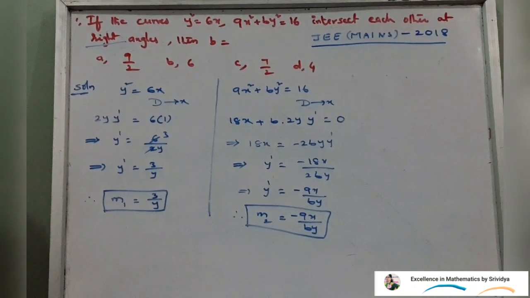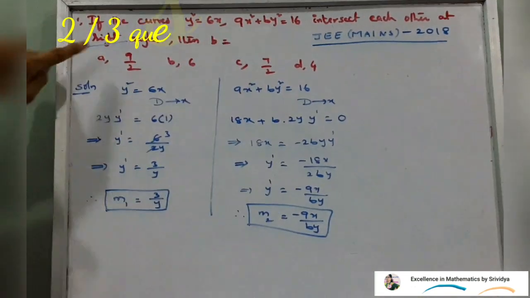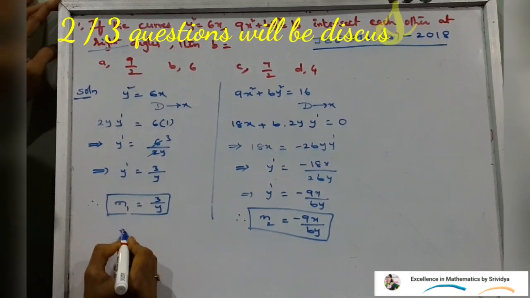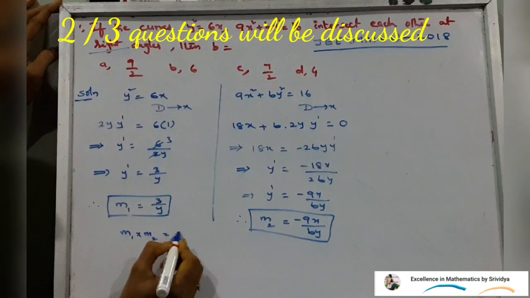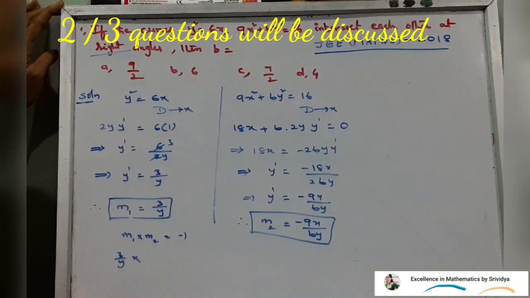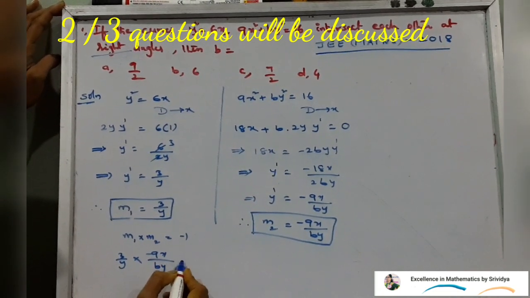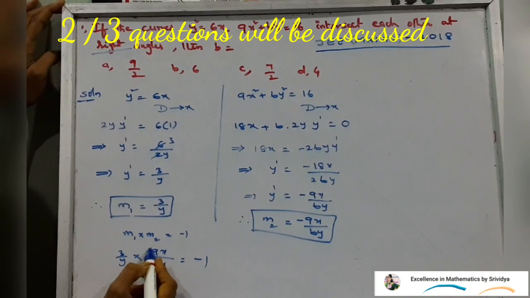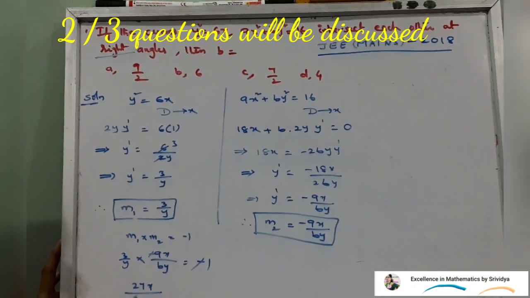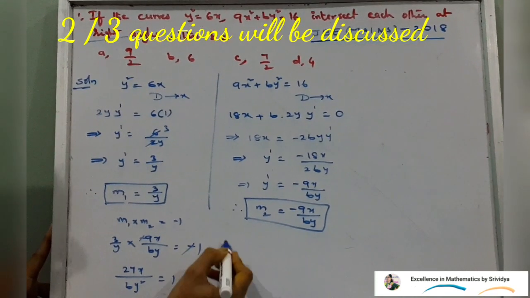This is m2. Now the condition is that they intersect each other at right angle. Right angle means the product of slopes is minus 1. That is, m1 into m2 is equal to minus 1. First slope is 3 by y into minus 9x by by is equal to minus 1. Here minus gets cancelled. 3 into 9, 27x by by square is equal to 1.